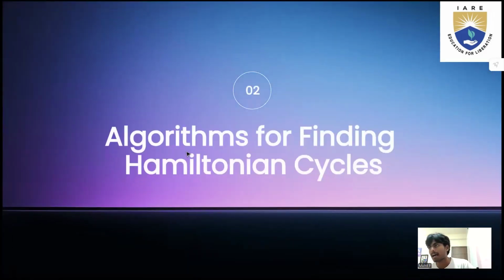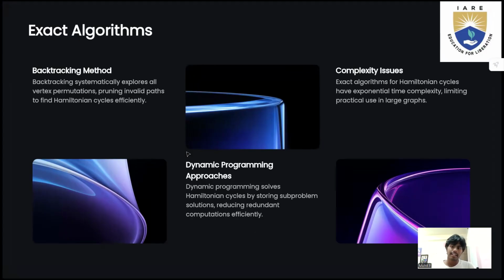Now, algorithms for finding these Hamiltonian cycles are the backtracking method and dynamic programming approaches. The backtracking method explores all vertex permutations, pruning invalid paths to find Hamiltonian cycles. Dynamic programming approaches solve Hamiltonian cycles by storing sub-problem solutions, reducing redundant computations efficiently. In complexity issues, we see that these algorithms for Hamiltonian cycles have exponential time complexity, limiting practical use in large graphs.